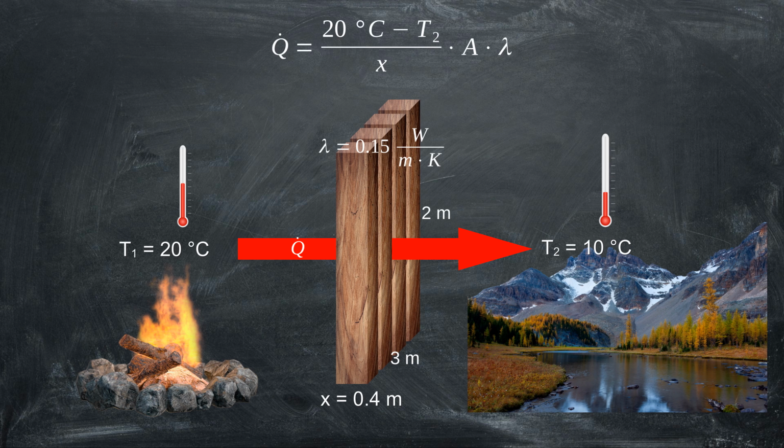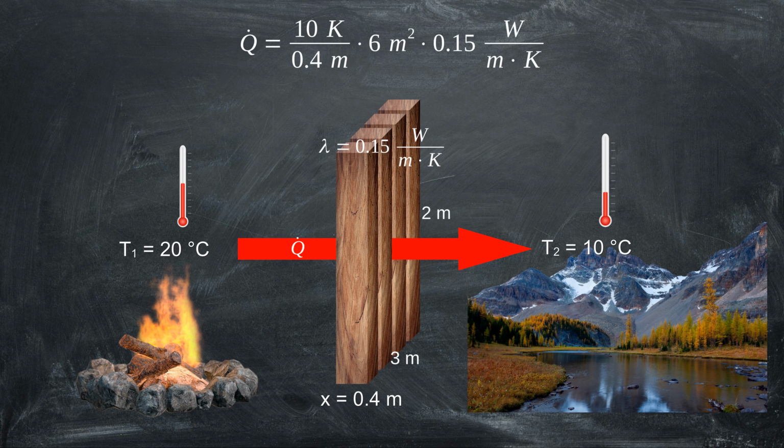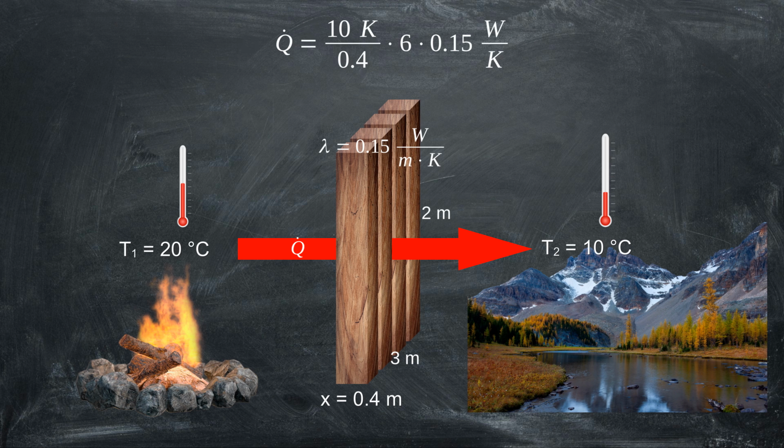Now we just plug in the numbers. As stated earlier, whether we use Celsius or Kelvin doesn't really matter, but for the units to work out we have to switch the temperature back to Kelvin. 3 meters times 2 meters gives us a surface area of 6 square meters. The meters cancel each other out. The Kelvin cancel each other out too. This leaves us with the unit watt, exactly as expected. In this example, 22.5 watts of heat flow through the wall.